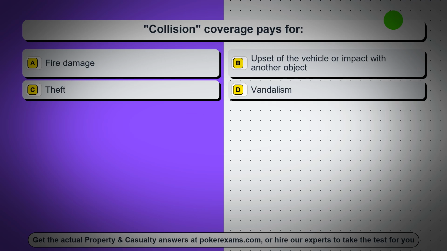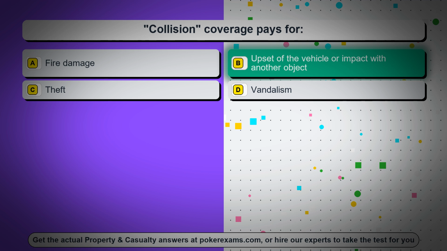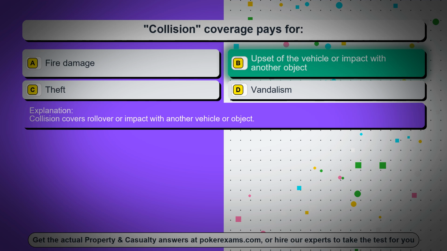Collision coverage pays for. Option A, fire damage. Option B, upset of the vehicle or impact with another object. Option C, theft. Option D, vandalism. The correct answer is option B, upset of the vehicle or impact with another object. Collision covers rollover or impact with another vehicle or object.